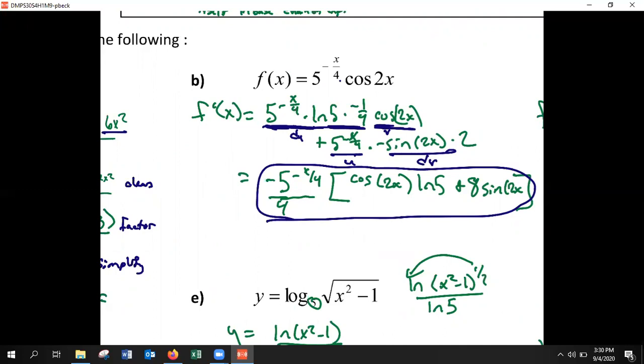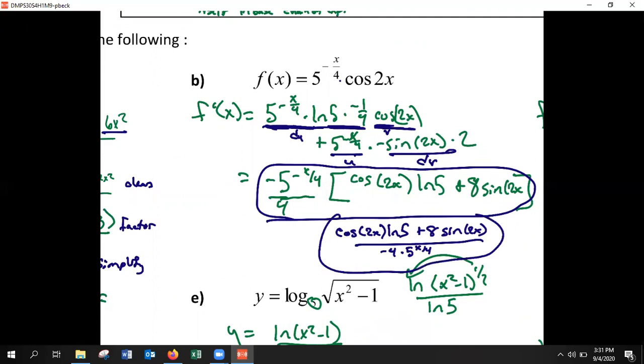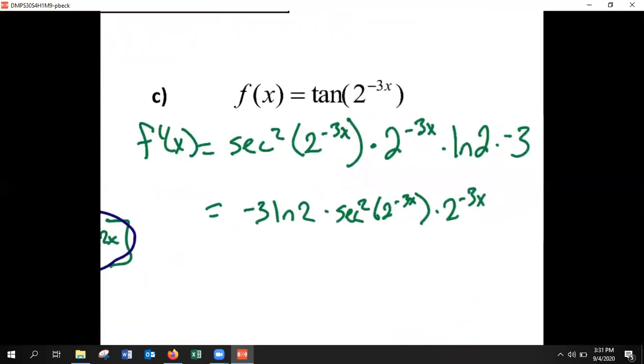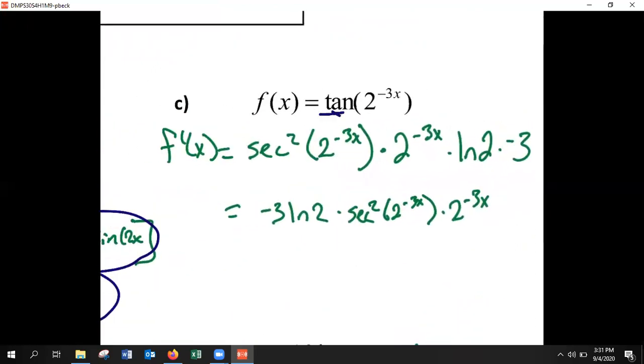I like to always take the fractions out because then, I'm surprised I didn't write this as an answer. We have cosine of 2x times natural log of 5 plus 8 sine of 2x all over negative 4 times 5 to the x over 4. We can turn that negative exponent into a positive exponent. So here's my answer. All right, for C, outermost function is our tangent function, so derivative of tangent is secant squared.